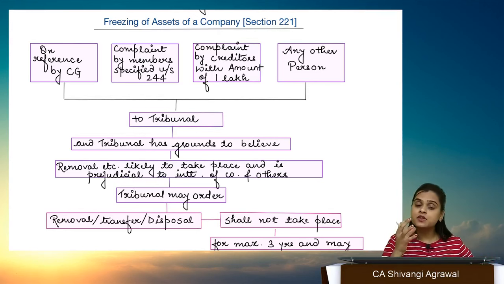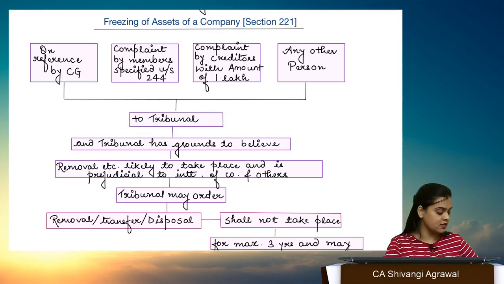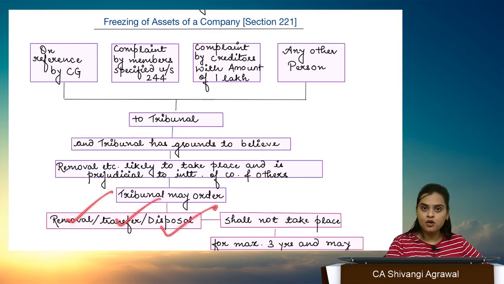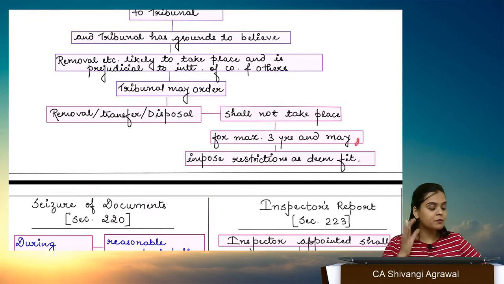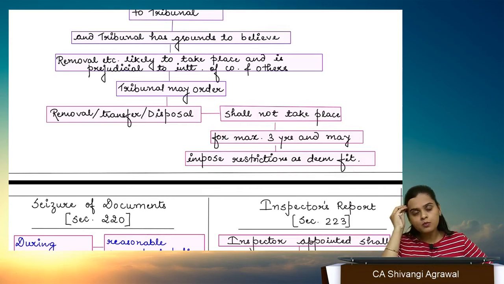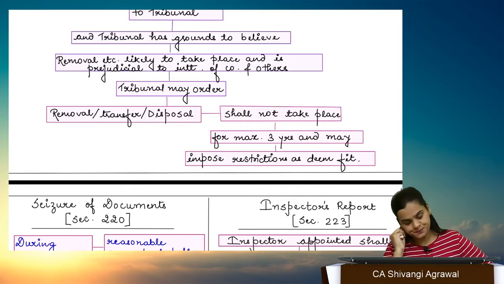It is putting restrictions on assets also. It is freezing the assets. That means it is giving the directions that you cannot remove, transfer, or dispose of the assets. But again, the restriction is going to be for a maximum of 3 years only. It cannot be for more than 3 years.